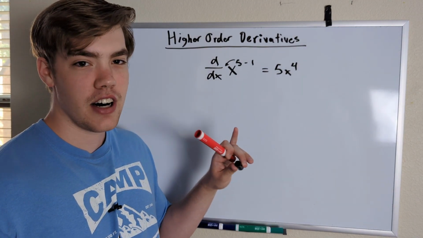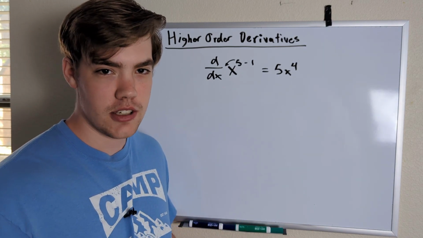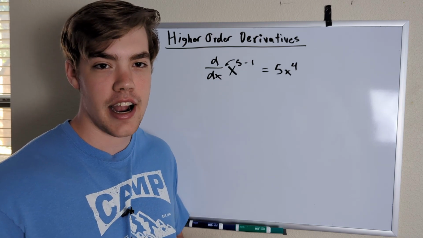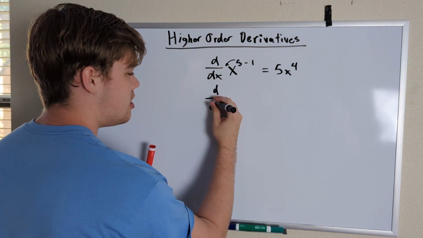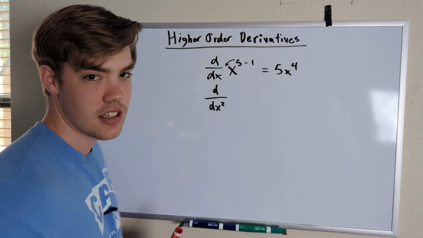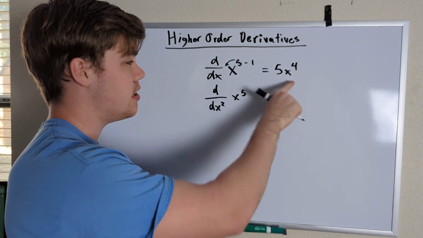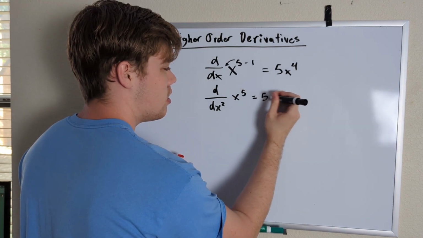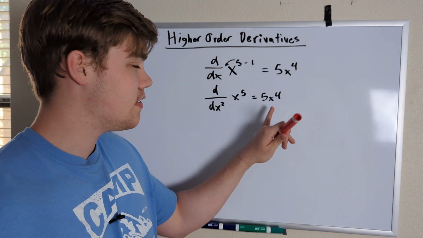But it turns out that you can find more derivatives of this, or the second derivative, the third derivative, the fourth derivative, etc. This is known as the higher order derivatives. So in this example, if we wanted to find the second derivative of x to the fifth, we would first find the first derivative, which is 5x to the fourth, and then we would do the derivative again. We would find the derivative of this new function.